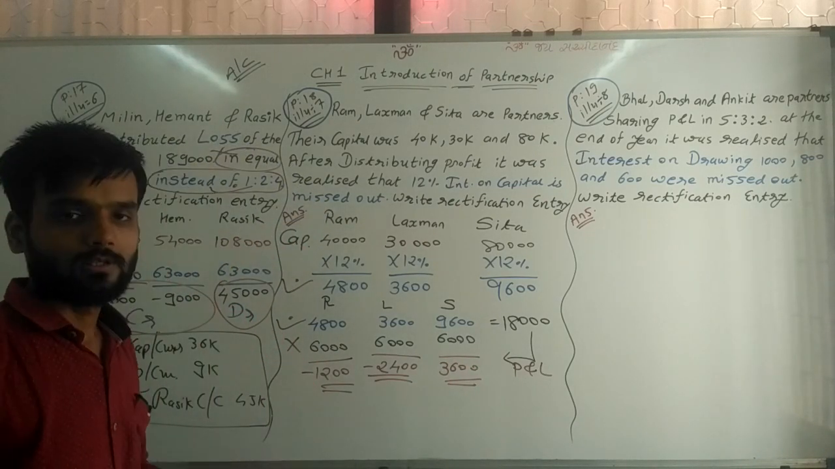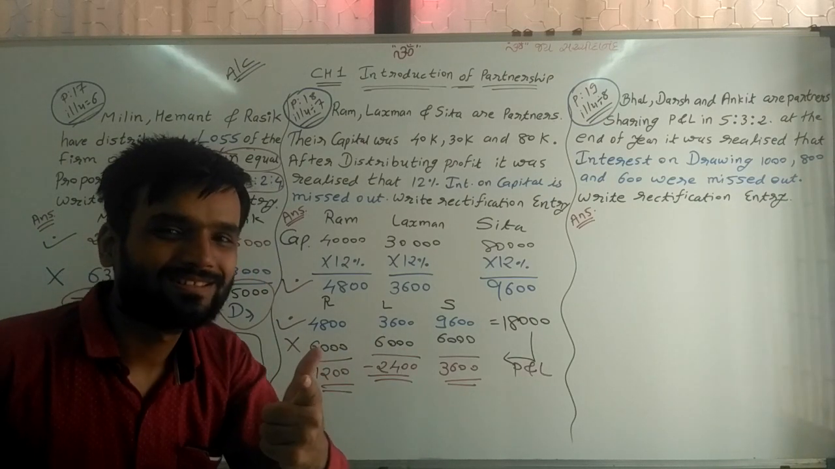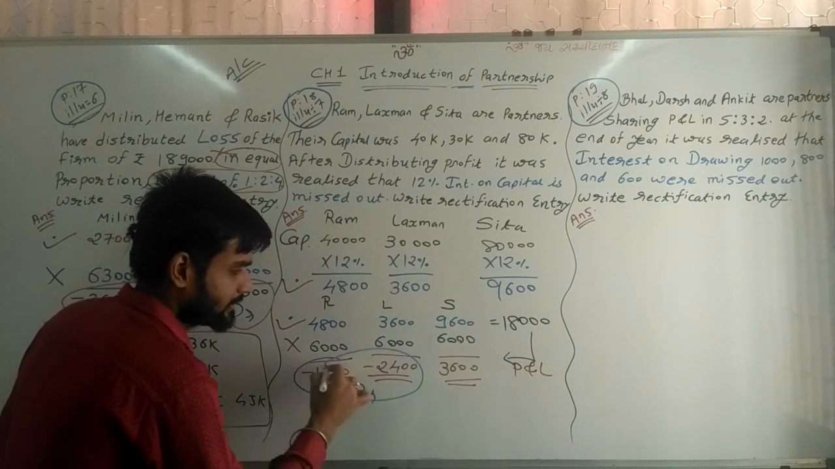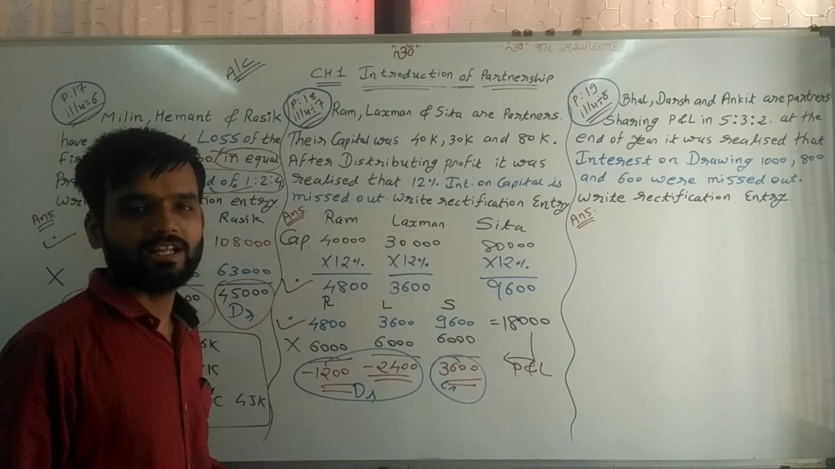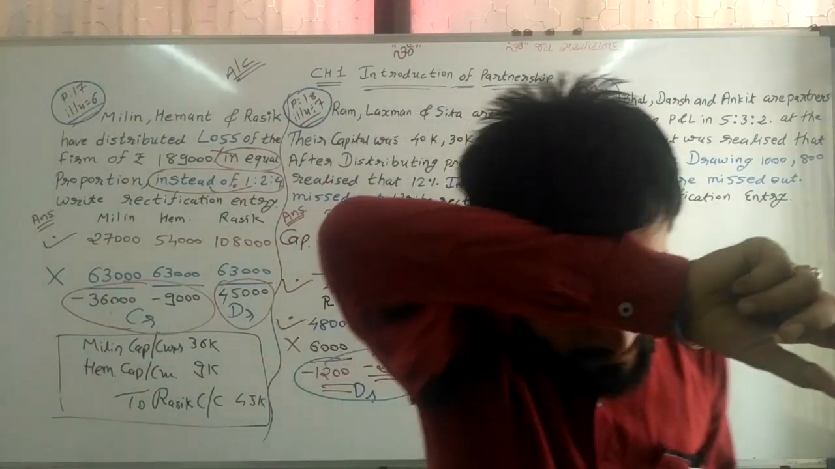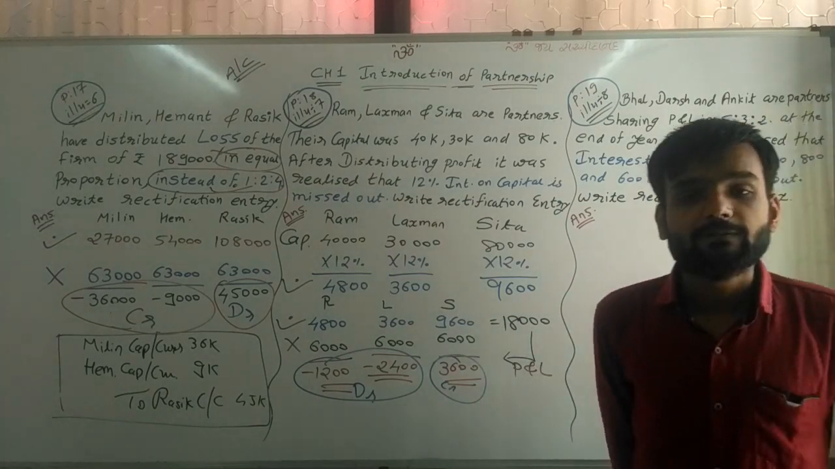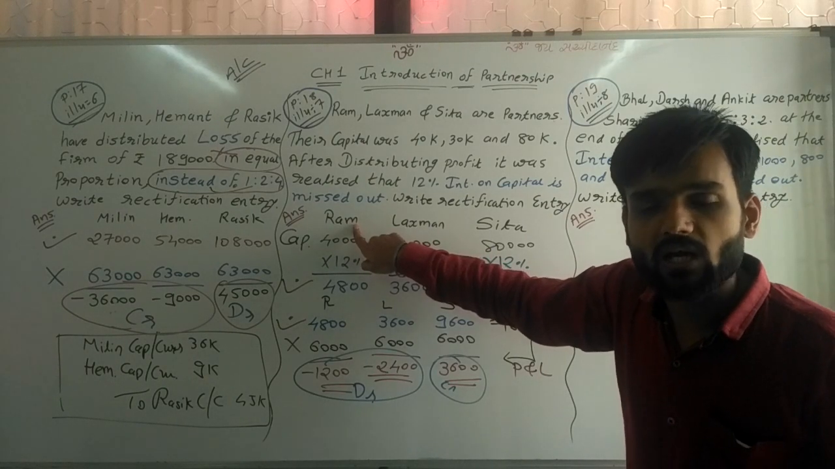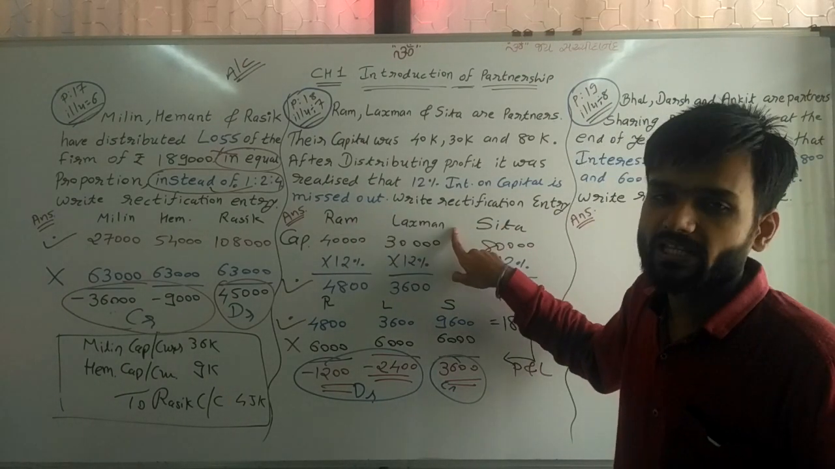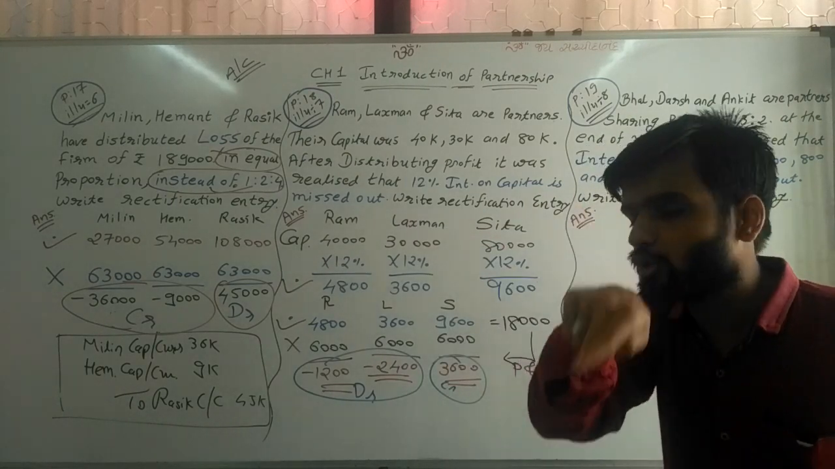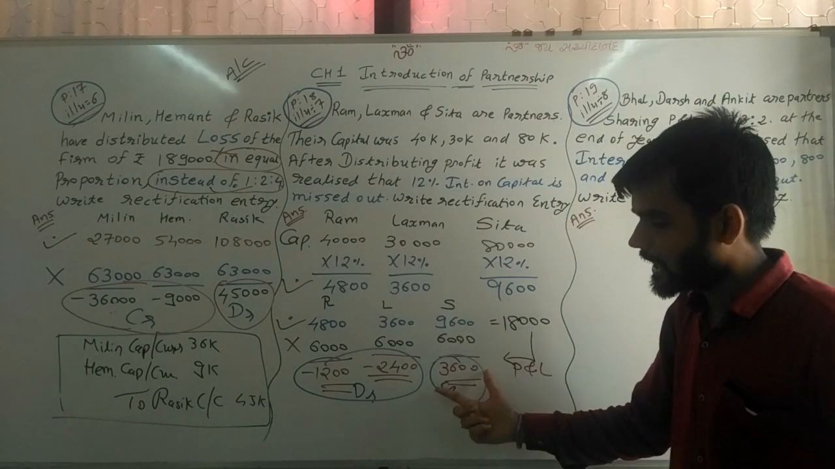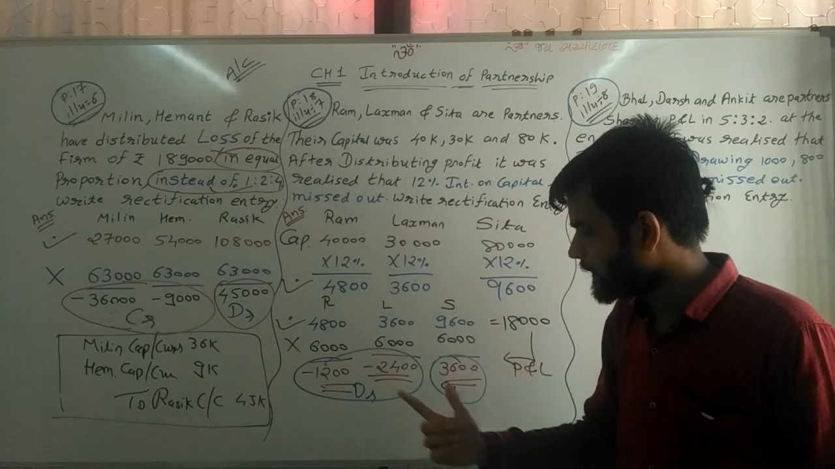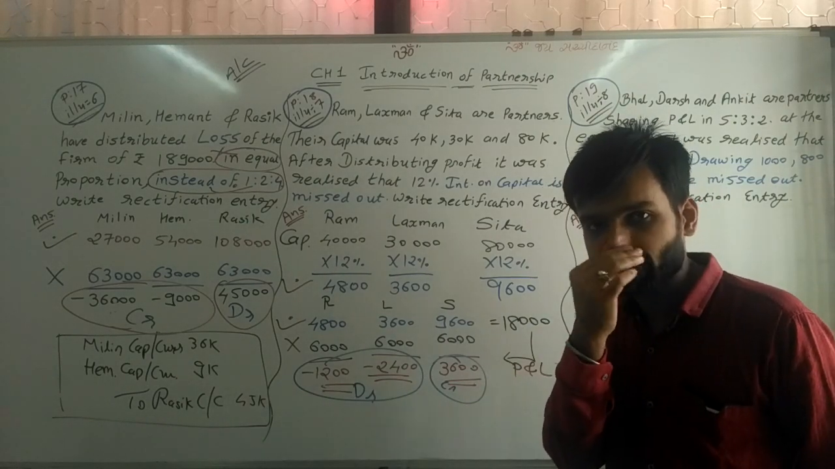Now what is the rule? Minus debit and plus credit. So minus is debited and plus is credited. So we can write the journal entry. Ram's capital or current account debit, Lakshman's capital or current account debit, to Sita's account 3,600. So debited 1,200 and 2,400, credited 3,600. Now make the total of these two. Again, the same situation is there.